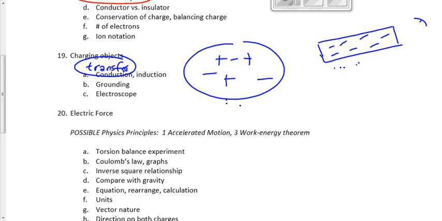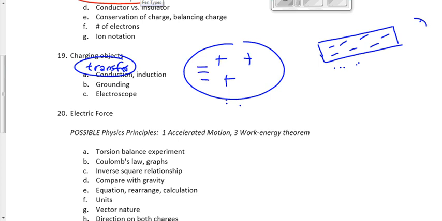The question's probably not going to look like what you see up here. I have no idea what it's going to look like. But it's going to boil down to something's negative, something's neutral. What happens? Well, the positives stay where they are. And the negatives, because they're repelled by this negatively charged rod or cloud or whatever it is, are going to go over to the left-hand side here.